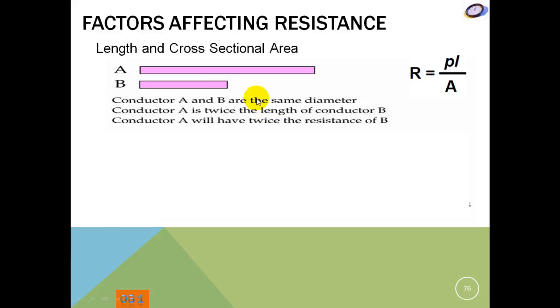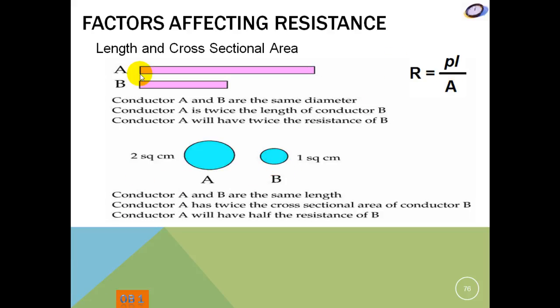Factors that affect the resistance. This is a good equation. So resistance is essentially equal to rho, that resistivity we just showed earlier, times the length divided by the area. So as the length of the resistor goes up, the resistance will go up. If the cross-sectional area gets wider, then you're actually providing more cross-sectional area for electrons to flow. The resistance will go down.